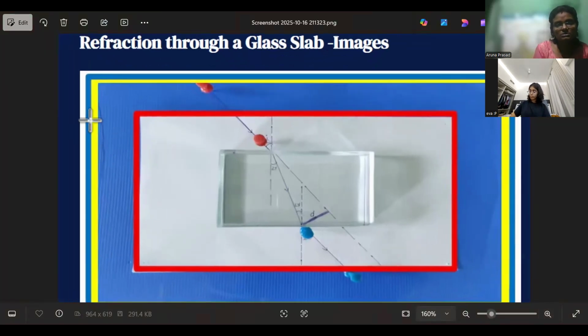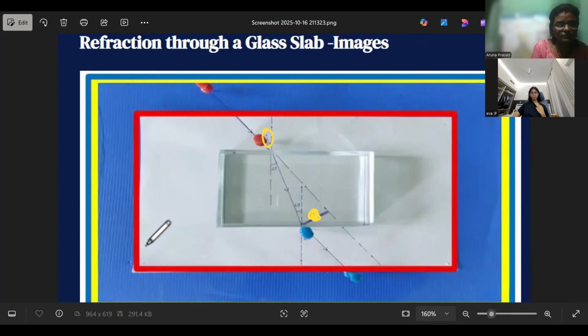This is the picture where the normal is also shown. Okay, the two normals. And this D is just the displacement of light. The actual path was going to be this, but it got bent, and this is the displacement. Don't write D because this is not covered in your book in so much detail. And this is the angle of incidence, this is the angle of refraction.